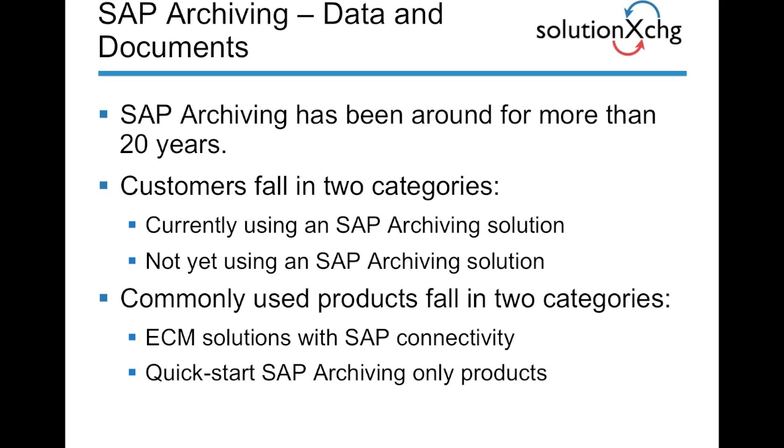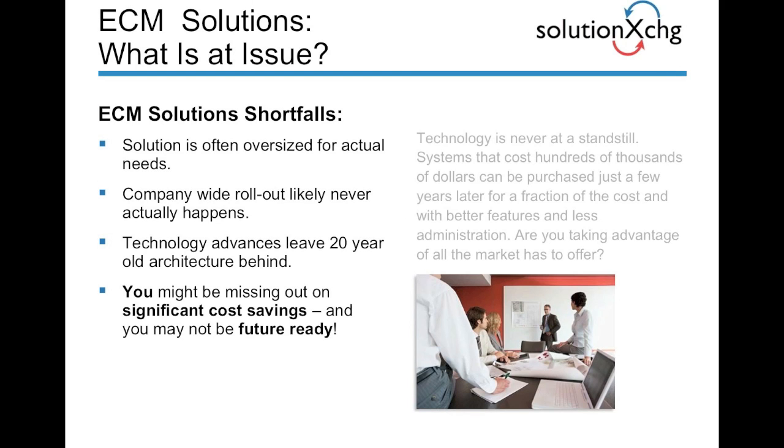Within those that are using products, those customers fall into two categories: those that use an enterprise content management or ECM solution with SAP connectivity. In other words, a solution that is actually built to manage all documents in an enterprise, and as a sub functionality has the capability to hook up to SAP. Or a lot of customers use Quick Start SAP archiving only products. For example, the SAP Content Server is a native quick start solution that's available from SAP.